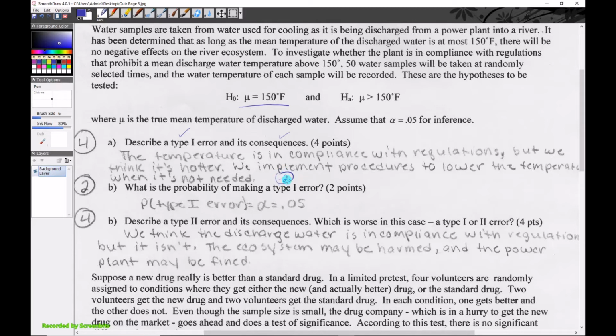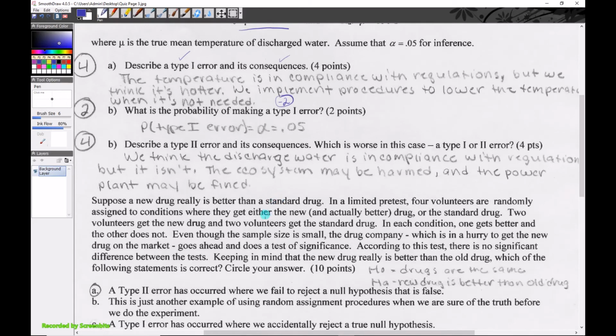Same thing for letter B. I needed you to describe the type 2 error in context of this. So you just don't want to say it's where we fail to reject H0 when it's false. Okay, that's great. But this is where we're doing it in the context of this situation. We think the discharge water is in compliance with regulations, but it isn't. So it gets released and the ecosystem may be harmed, and the power plant may be fined. These are things that seem to be pretty reasonable. So 2 points for a description of the error, 2 points for the consequence.